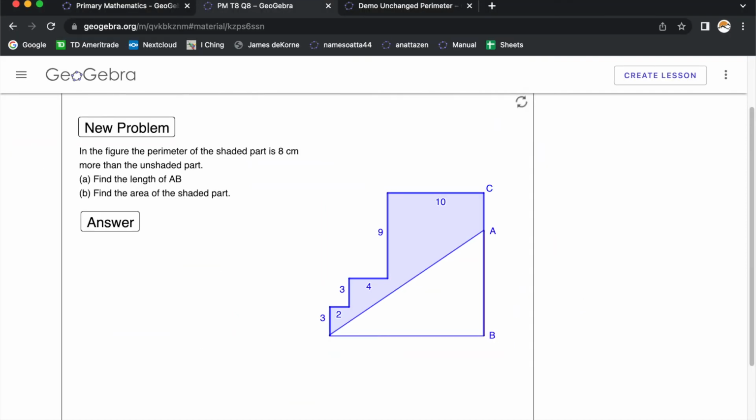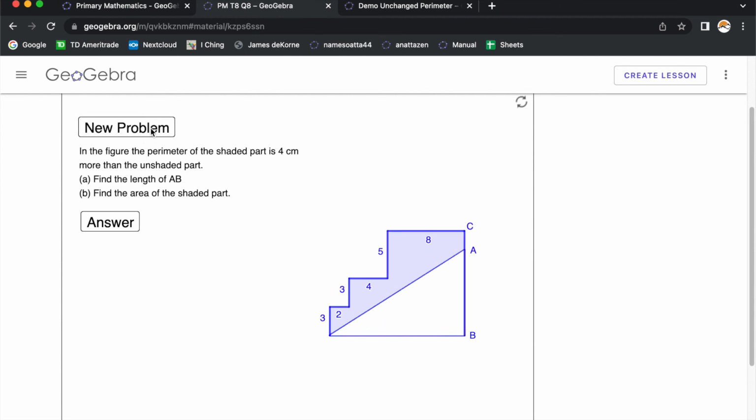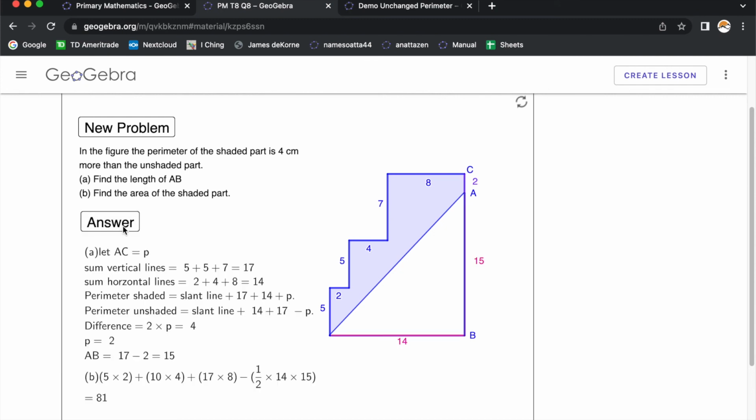Okay guys, now that you know how to solve this problem, go on to the link given in the description below, where you get to this site. Click on this new problem button. Try some of these problems with different sets of numbers from the one that we have just solved. After you have done your work, you can easily check the answer by clicking on this button. Have fun and thank you for listening.